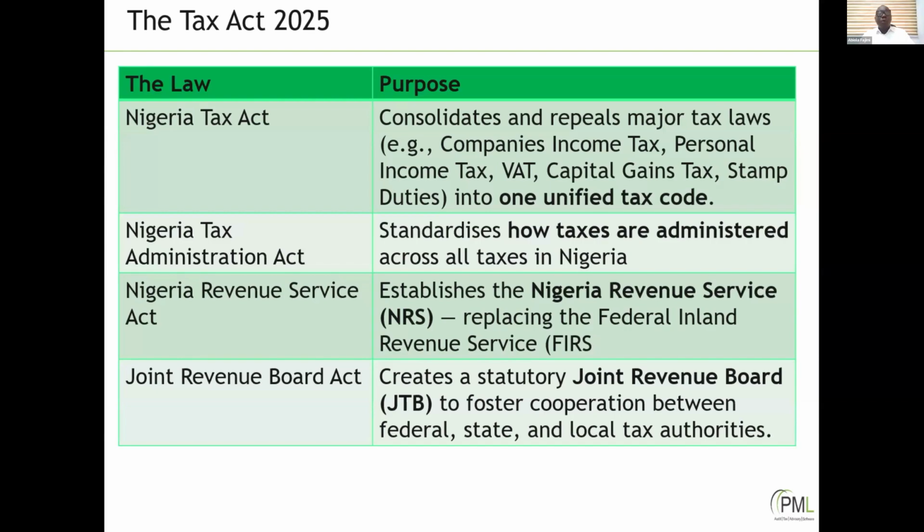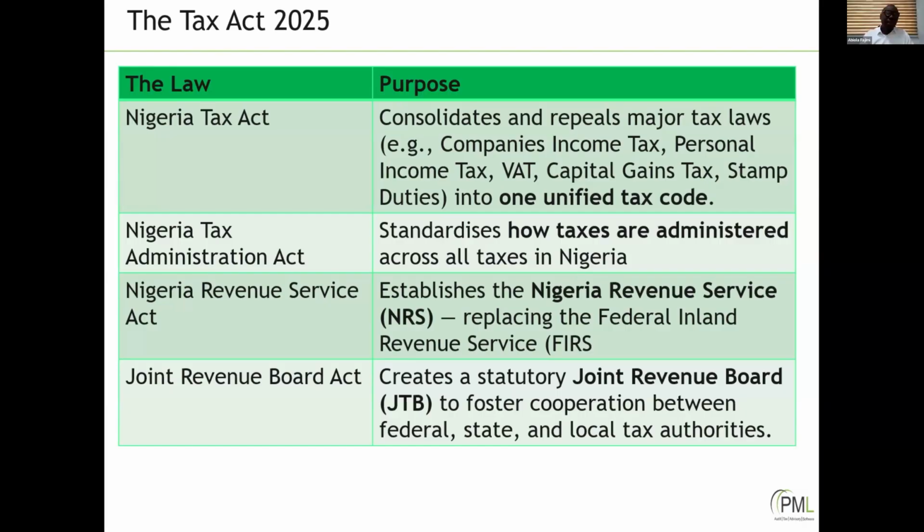Whereas when you talk about the Nigerian Tax Administration Act, that talks about how you manage, how you collect and administer the tax itself. How do we get this tax? Remember, the Tax Act talks about the tax you need to pay and how you determine what you need to pay. Whereas the Administration Act talks about how do I collect it, how do I manage it, how do I administer it. That's what the Tax Administration Act is focused on.